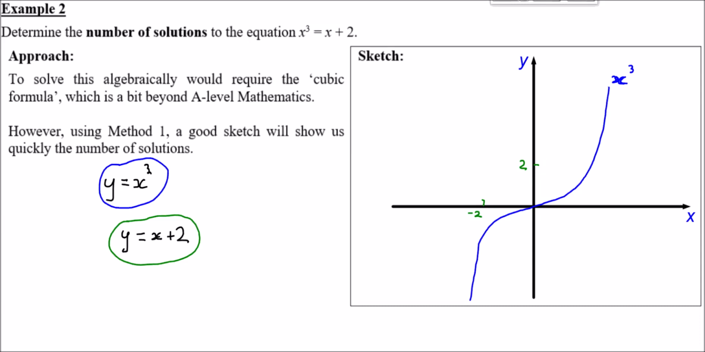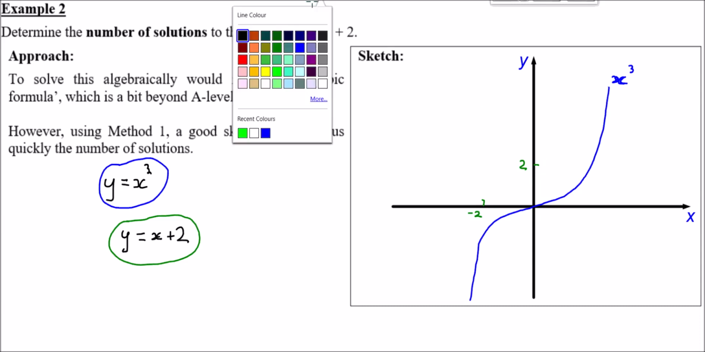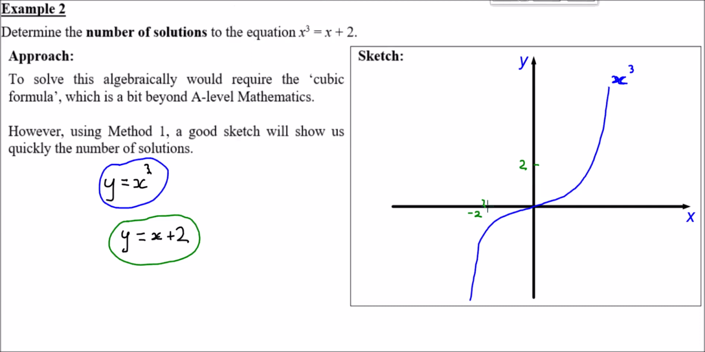Okay, so if I just draw this graph on in green, going through these two points like so, and I can extend this line just so it looks as it should, something like that.